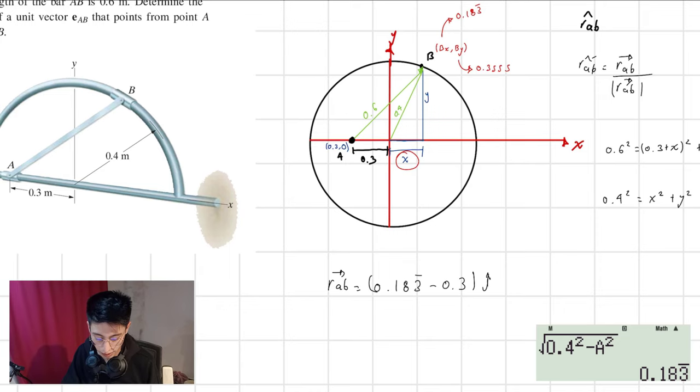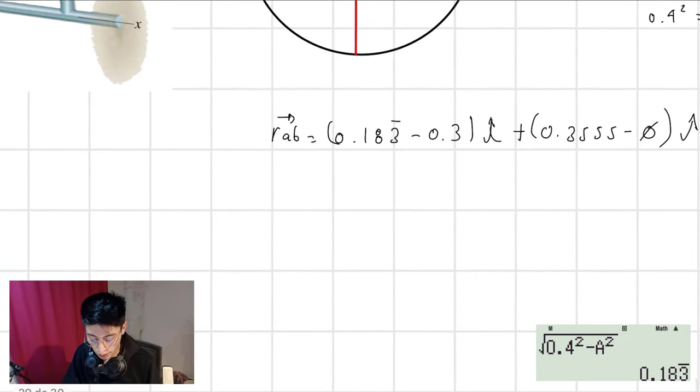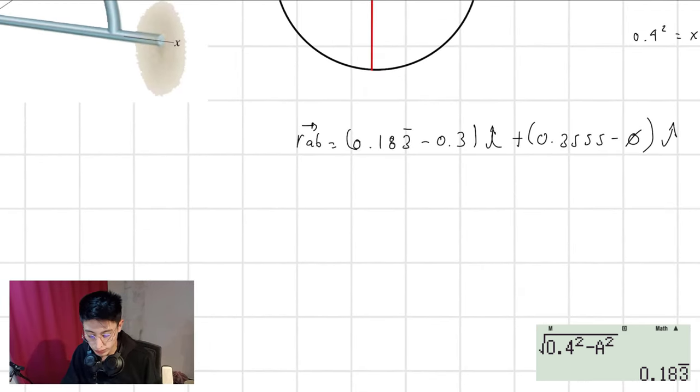This is along the y direction regarding the x axis, plus by, which is 0.3555, minus 0 along the j axis regarding the y axis, and that is pretty much it, guys. We just have to solve this equation.